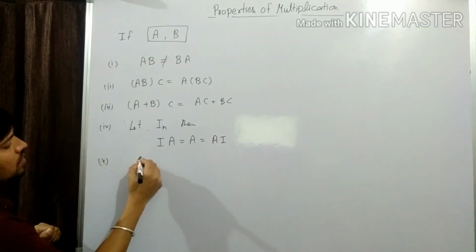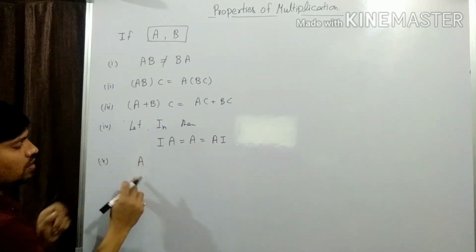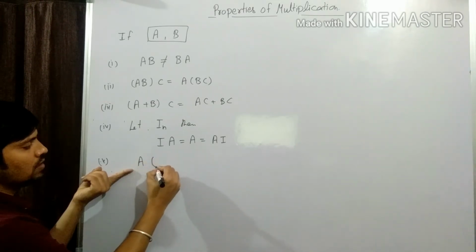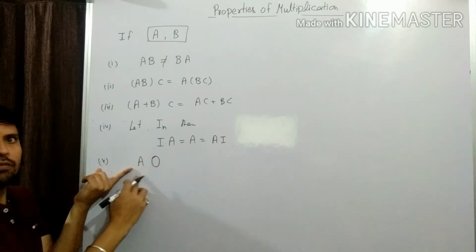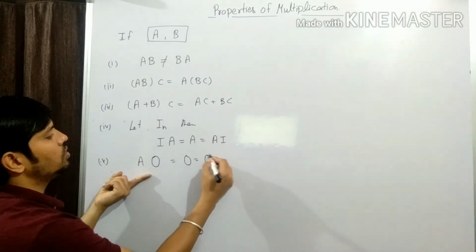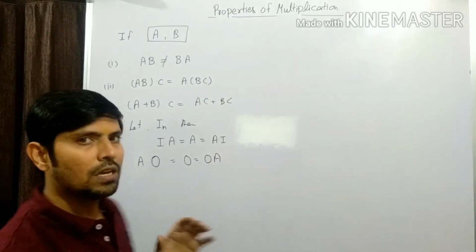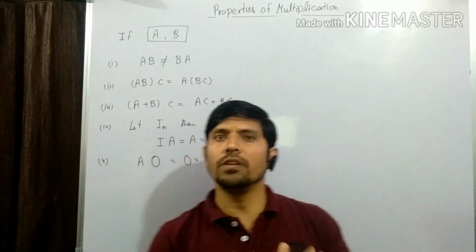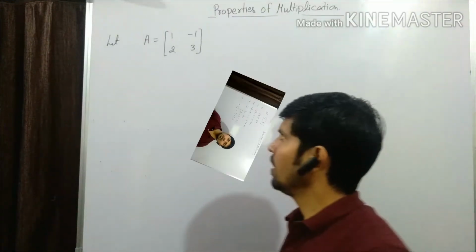If this matrix A gets multiplied by the 0 matrix, the 0 matrix will be a null matrix. We have discussed this. This is a null matrix and the answer will also be 0, that is 0 into A equals 0. It means the product of a matrix with a null matrix is always a null matrix.